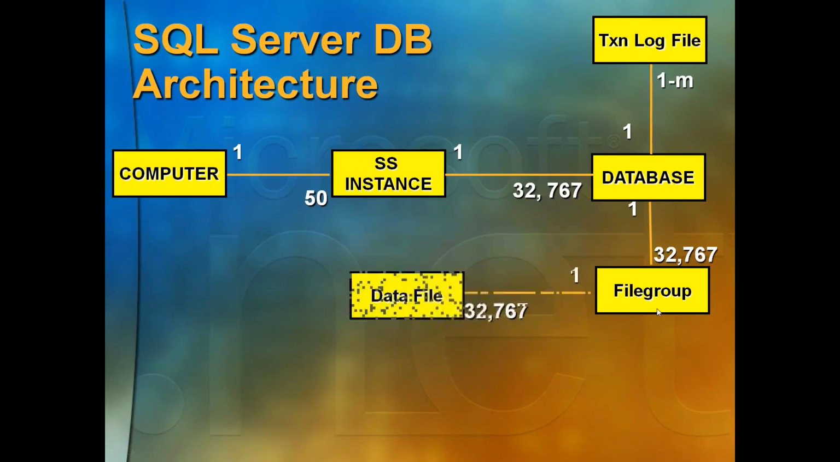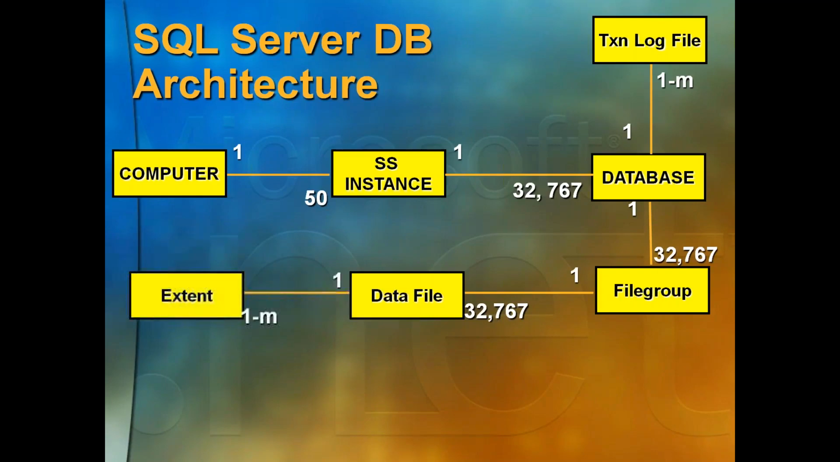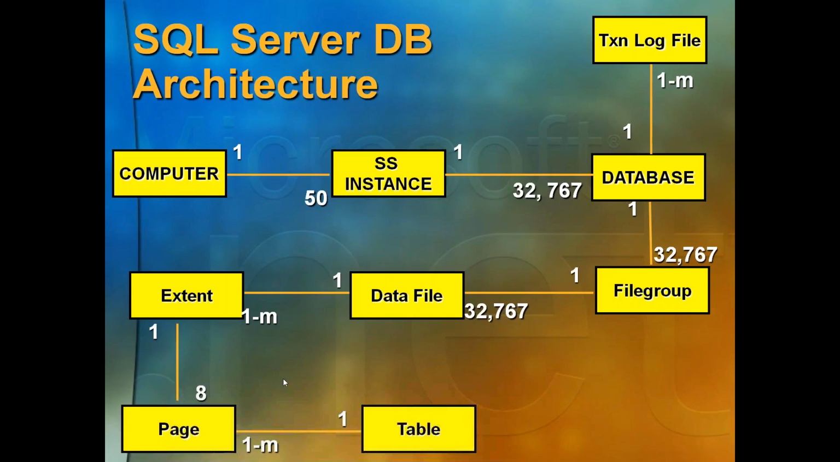Now within the file group, we can have data files where the data is being stored. In one file group, you can have 32,767 data files maximum, and one data file will have one or more extents, and one extent is nothing but 8 pages. 8 pages are called one extent, and one table's data is going to occupy one or more pages.